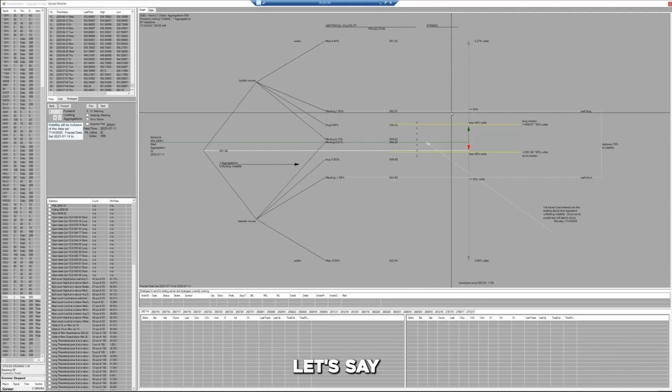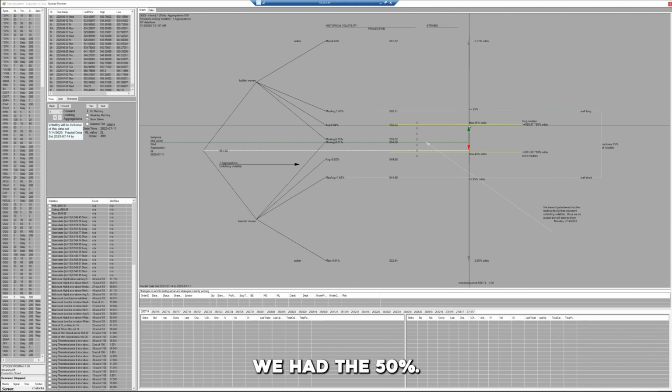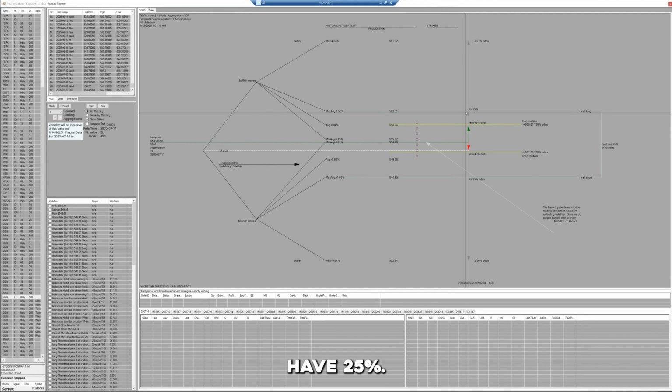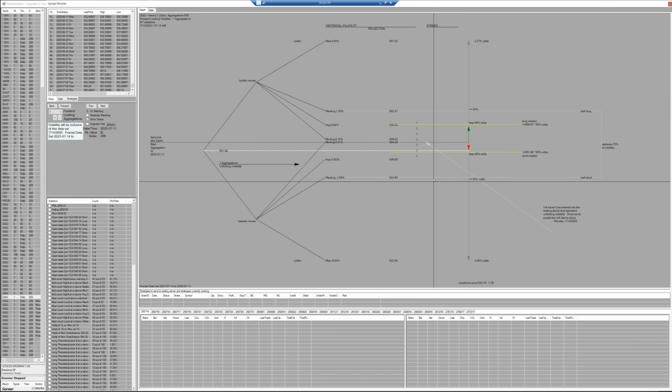Right, so next up we have the wall long and the wall short. For the wall long, let's say there's only a 25% chance to break. Does that make sense? So here we had the 50%, that was the median, and then we have 25%, that is the wall long. So we have four main levels for our session.